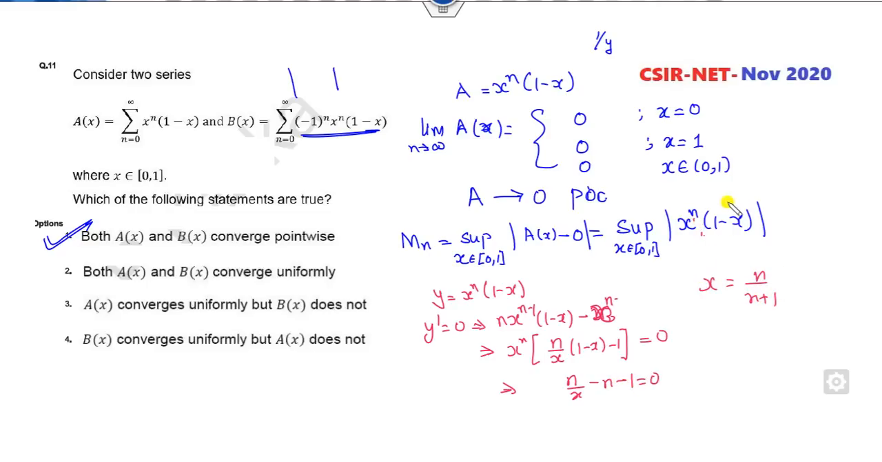I can substitute here. So the value of this is 1 over (1 plus 1 over n) raised to power n, times 1 over n plus 1. As n approaches infinity, this is e, so 1 over e times a term going to 0, so it goes to 0. So Mn goes to 0. Is it convergent? Yes. Whenever the Mn test goes to 0, it is uniform convergence. So An converges uniformly. Now what about Bn? If you take the modulus value, it is less than a convergent one, so Bn is also uniformly convergent.